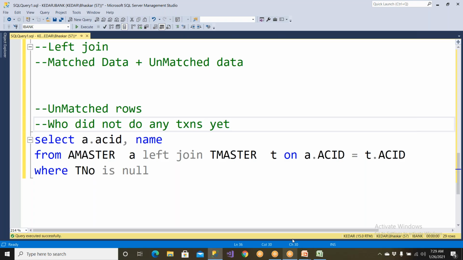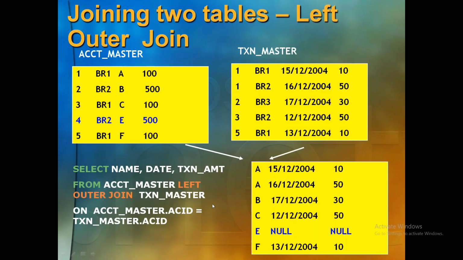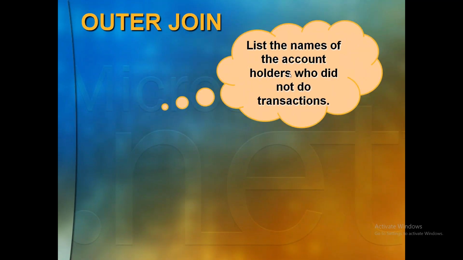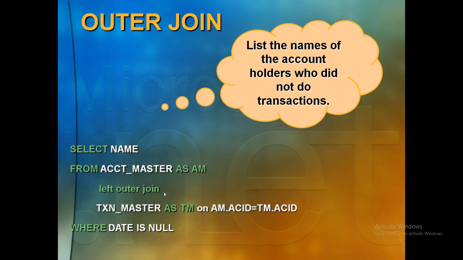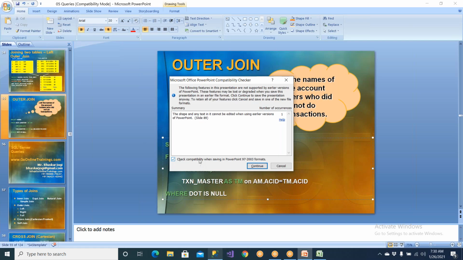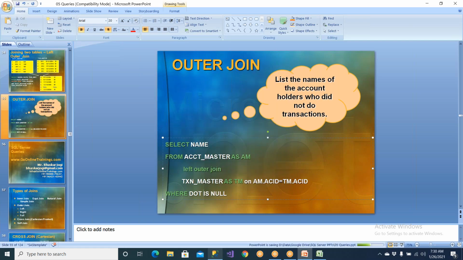Am I clear? So all these things can be done with the help of joins. List the names of the account holders who did not do any transaction. I have taken DOT, meaning a DOT column, not a date column. Any column you can take from the second table. There is no issue at all.